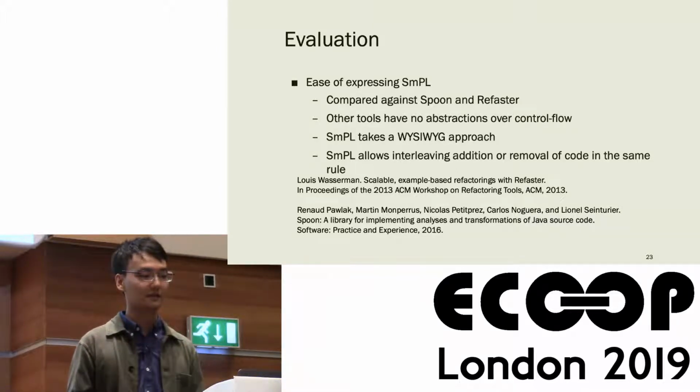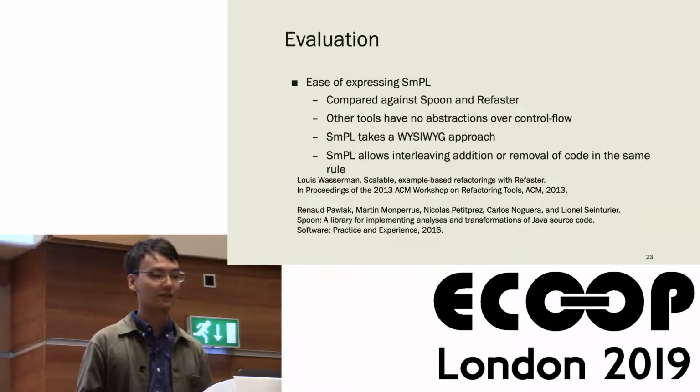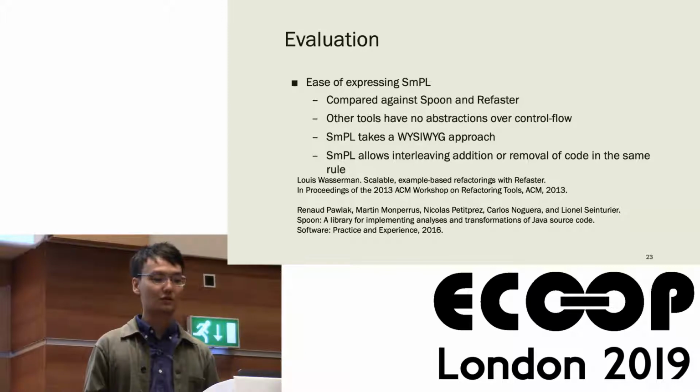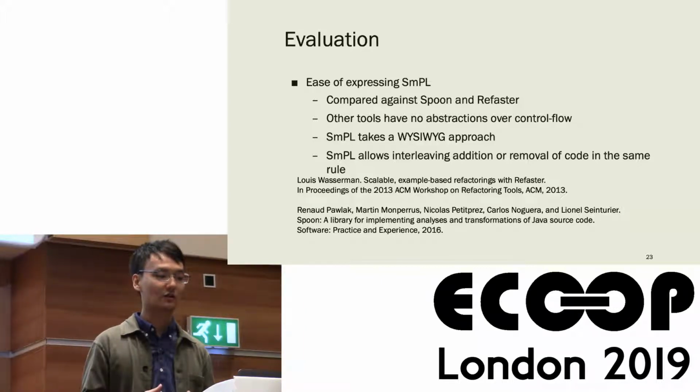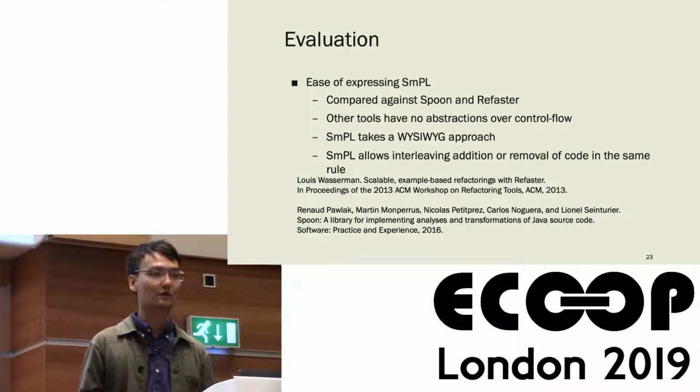Compared to Refaster, SmPL allows the interleaving of addition and removal of code in the same rule, and it makes it easy to position code changes in a long series of code elements. And fundamentally, Coccinelle 4J differs from these tools in that it allows reasoning and abstraction over control flow.